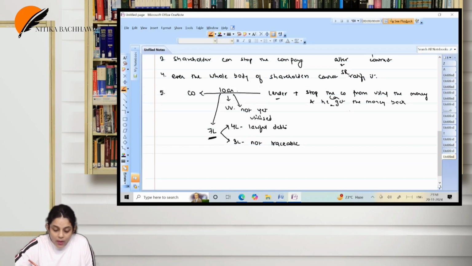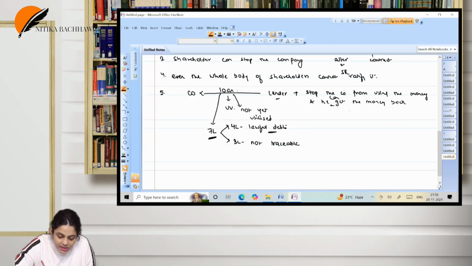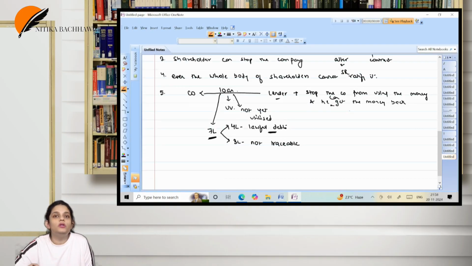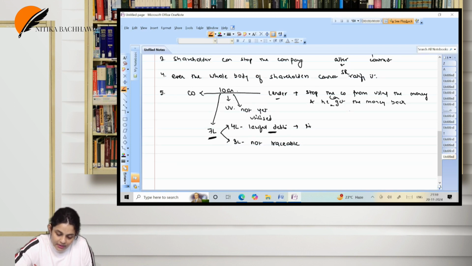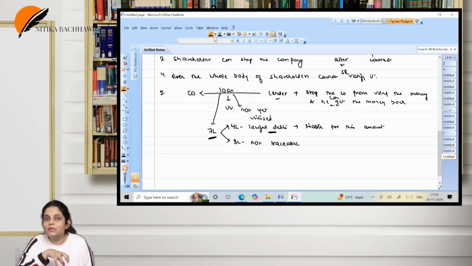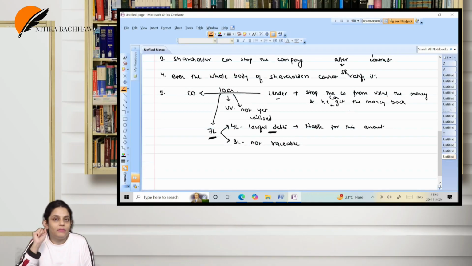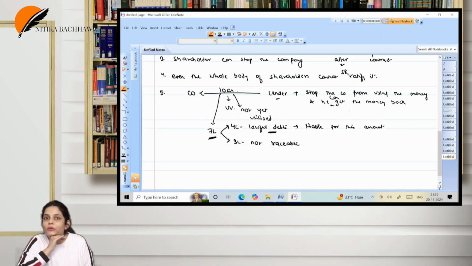But when company has used it for a lawful debt and it is traceable to a lawful debt, the company is liable for this amount. Company is liable for this amount. I hope ultra vires is clear. Liable to pay this amount, right? For the rest 3 lakh, company is not liable. I hope this is clear to everyone.